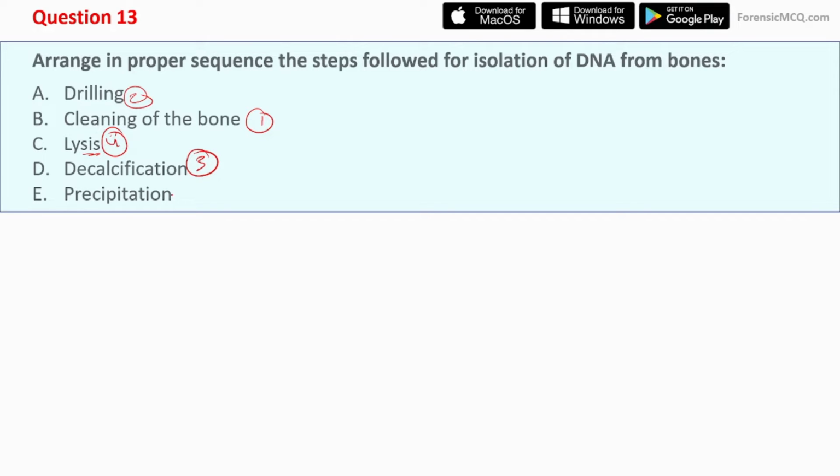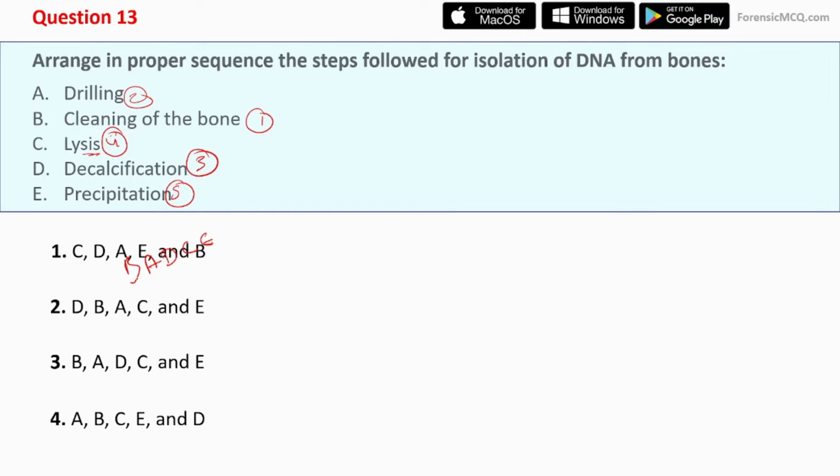And after that, the last step is the precipitation. It helps to concentrate the DNA sample by precipitating out the cellular materials, leaving behind the DNA only. So the correct option will be B, A, D, C, E. Now let's take the options, and the third will be B, A, D, C, and E. So it is the correct answer.